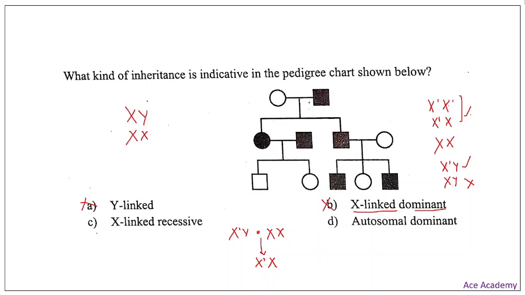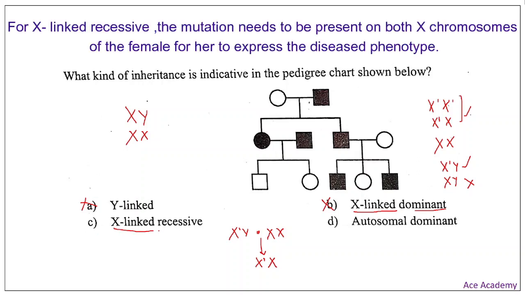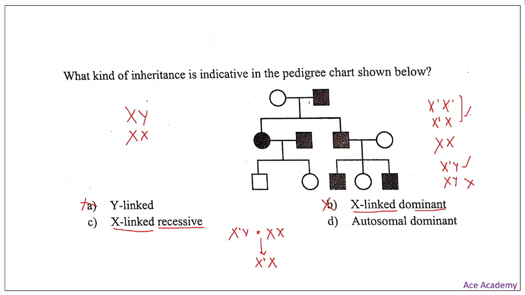The third option is X-linked recessive. Again, the term X-linked means that the trait is encoded by a gene present on the X chromosome. And the term recessive here means that the mutation needs to be present on both X chromosomes of the female in order for her to show the phenotype. The trait would be expressed only in a homozygous recessive condition. In other words, only this female, X dash X dash, who carries the mutation on both of her X chromosomes is going to express the disease. And again, males need to carry the mutation on their X chromosome to express the disease.